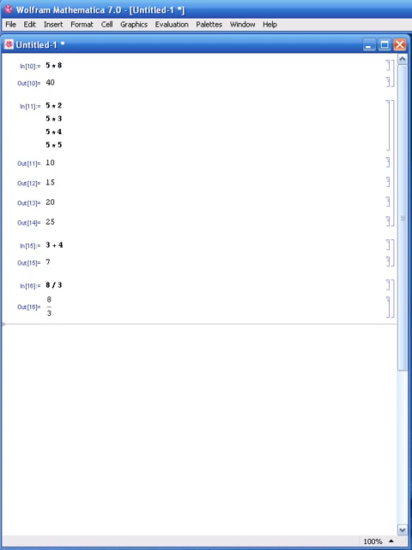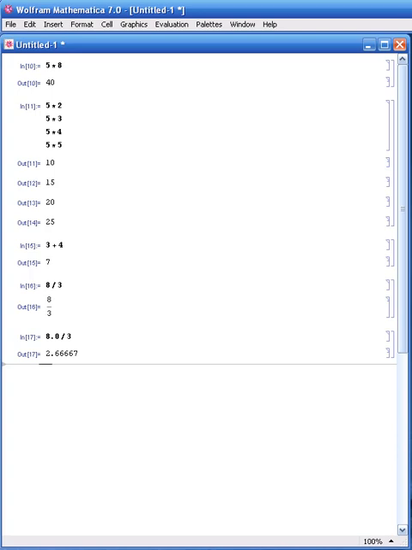And to force Mathematica to give a decimal answer, the simplest thing to do is to put a decimal in the question. So instead of saying 8 divided by 3, we could say 8.0 divided by 3. Numerically it's the same question, 8.0 divided by 3. But because decimals are in the question, Mathematica will give you a decimal answer.